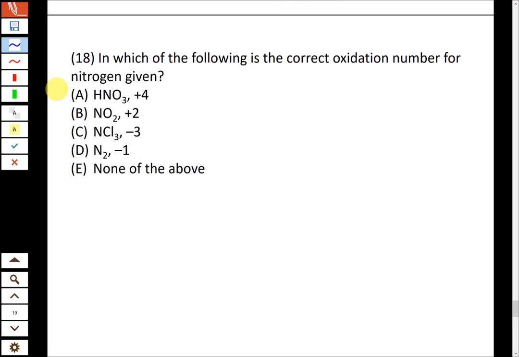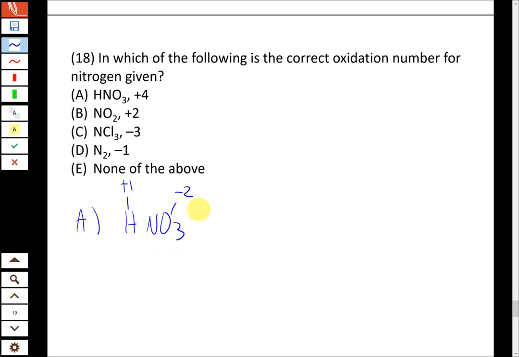All right, so for number 18 here, we're just looking for in which of the following is the correct oxidation number for nitrogen given. All right, so we have 4 choices, and so we're just going to go through and find the oxidation numbers for all of these. So HNO3. Typically for oxidation numbers, we want to start with the elements that are fairly obvious and that follow simple rules. So hydrogen and oxygen are 2 of those. In pretty much every covalent compound, hydrogen is +1, oxygen is -2. There's very few exceptions to that. So we're going to have +1 for hydrogen and -2 for oxygen.